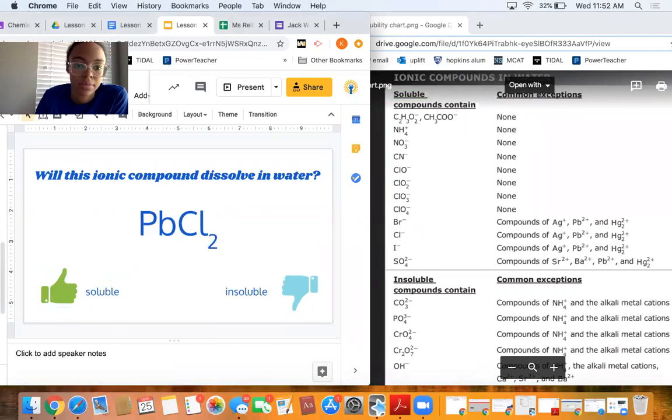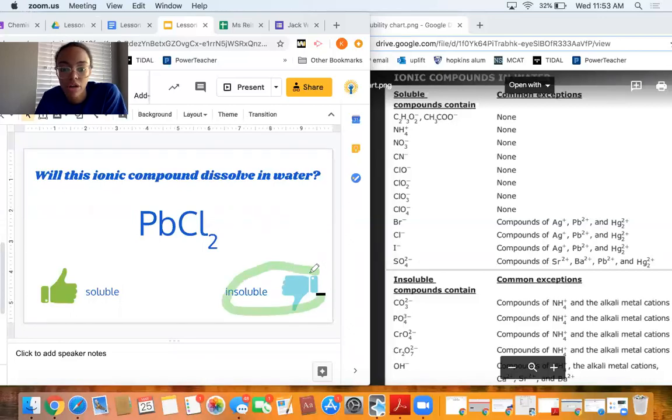Next one, PbCl2. Pause the video. Okay, hopefully you paused and took time to figure it out. This one, PbCl2, is going to be insoluble. The reason for that is Pb is listed as an exception to Cl being soluble. So it's insoluble.